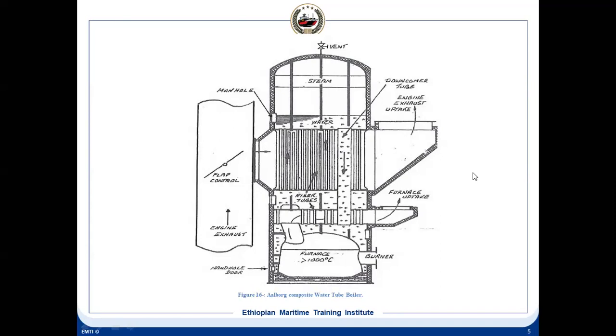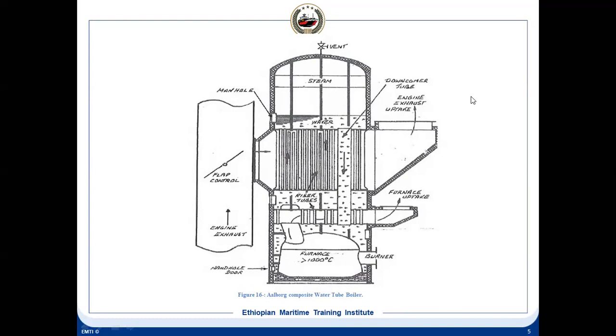When the engine is running, the smoke is passing through the tubes, and the water is outside. So this is an exhaust tube boiler. But when the auxiliary burner is working, the water is passing through the water tube. It's separate. The tubes are not common. They are separate tubes.